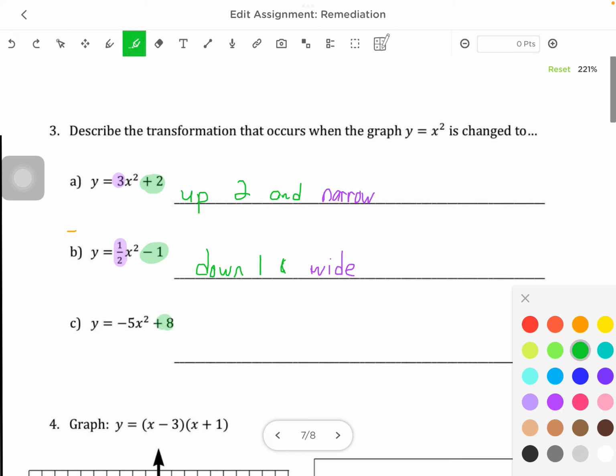All right. And then part C, the +8. This is going to mean to move the original parabola up 8. There's a negative in front of this one here. Look at this. So that orange negative right there means it's going to open down.